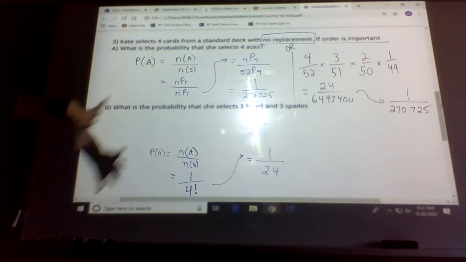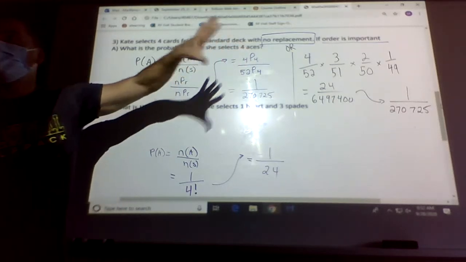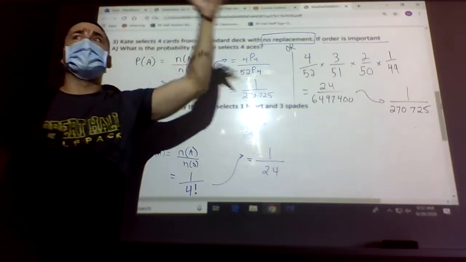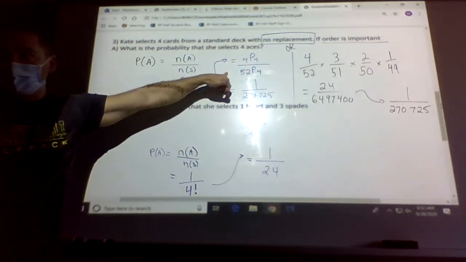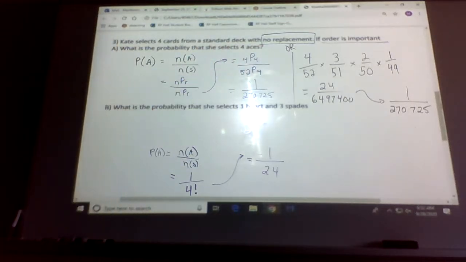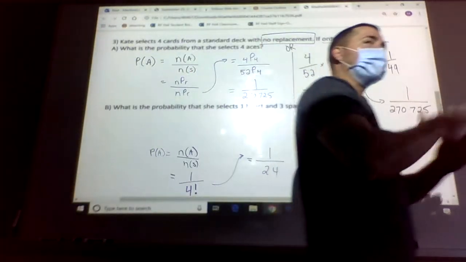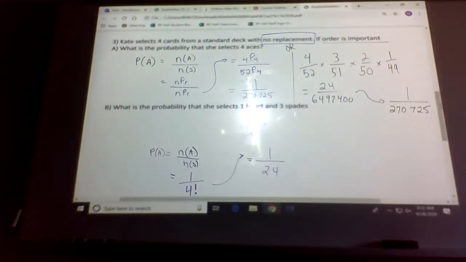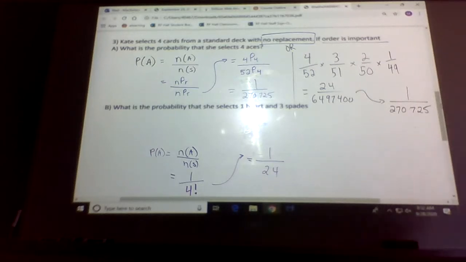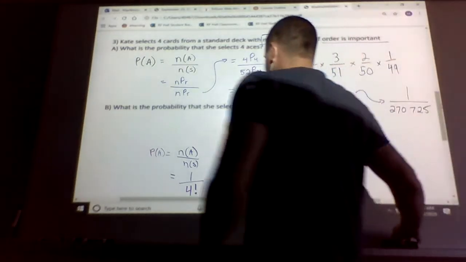I really want you guys to understand this way, because in this chapter, the next chapter, and the one after, it's all these. So again, the numerator is what you're looking at, in this case the aces, and the denominator is everything.